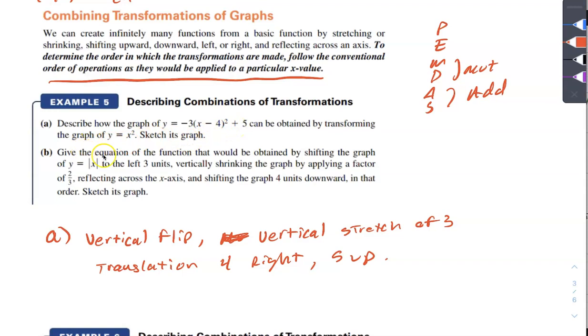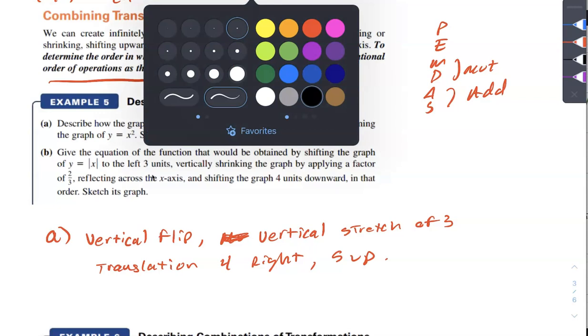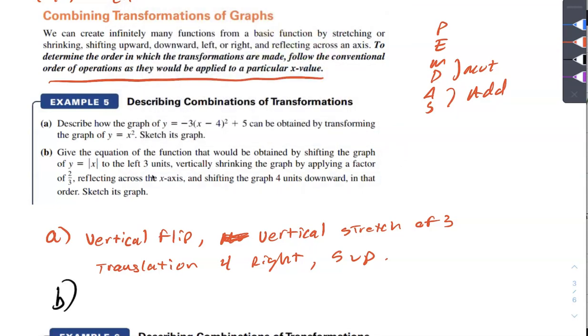B. Give the equation of a function that would be obtained by shifting the graph of y equals absolute value of x to the left 3 units, vertically shrinking the graph by applying a factor of 2/3, reflecting across the x-axis, and shifting the graph 4 units downwards, in that order. Sketch the graph. So they want me to give the equation, then sketch the graph. Okay, so our basic one is this.